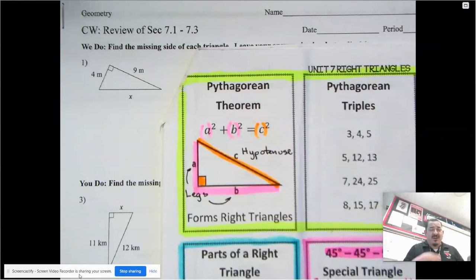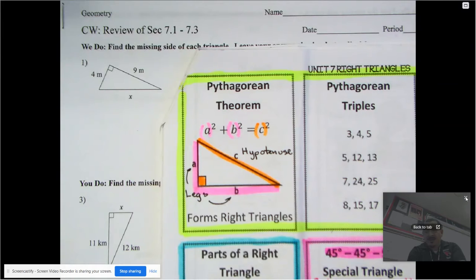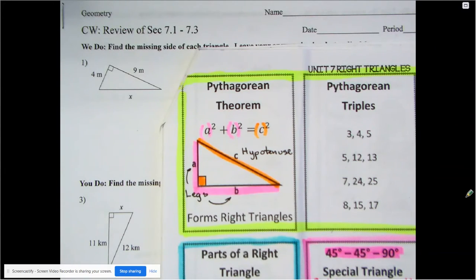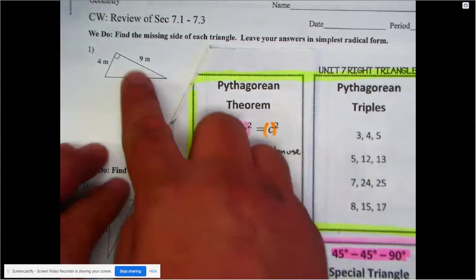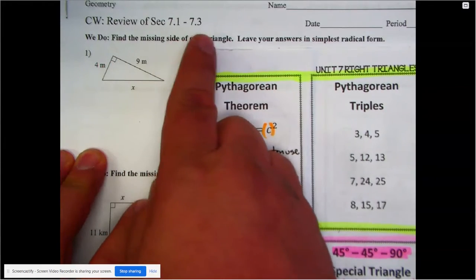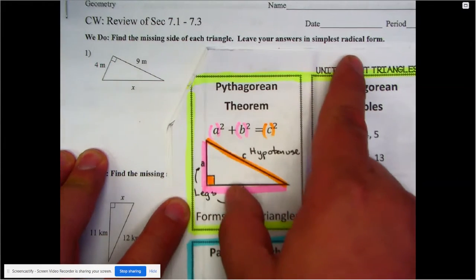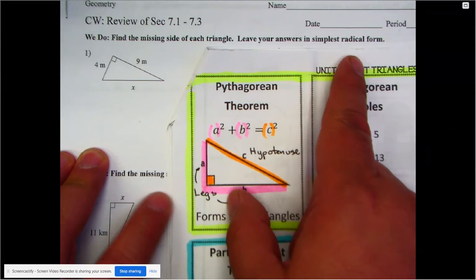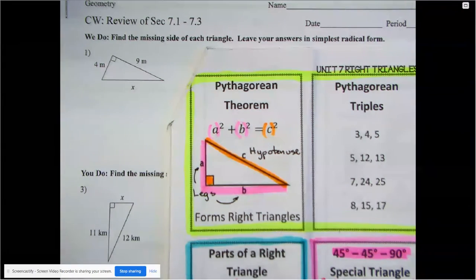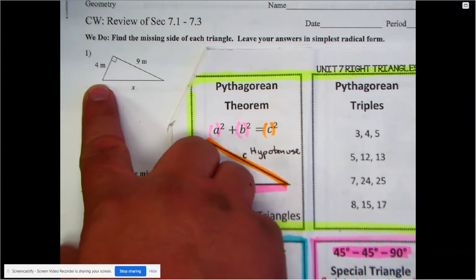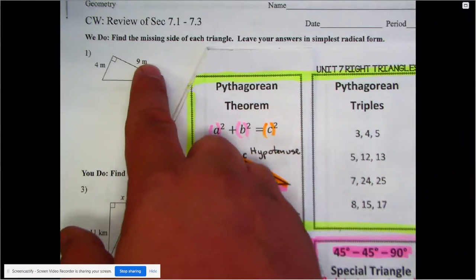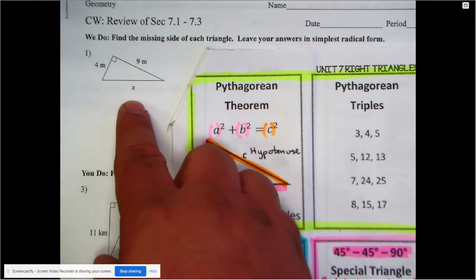So let's get started. Remember, you're going to take a couple notes here, and then you're going to try some of these problems on your own. So let's begin. Now, for the first part here, it says, find the missing side of each triangle, leave your answer in simplest radical form. So for the first page of this assignment, when I look at this picture, I see there's two sides given to me. I'm only missing a third side.